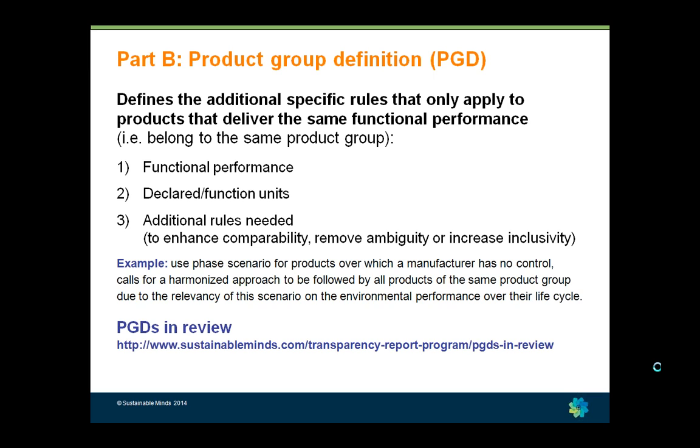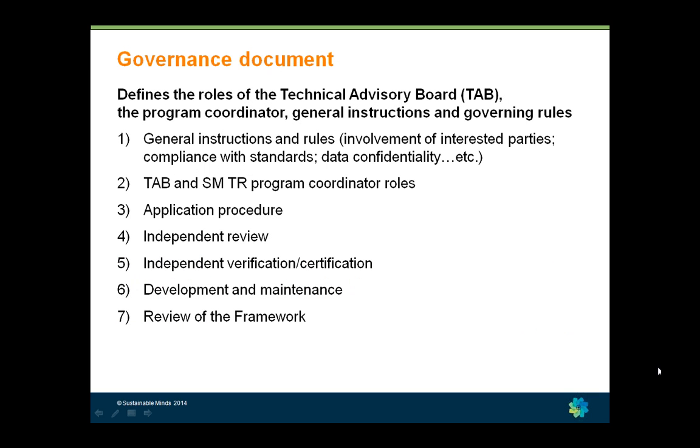So now we have the framework in Part A, which covers all the rules for everybody, and then we have a very slim Part B, which needs to be developed once a manufacturer comes by and says, hey, I want a transparency report. It's not an existing product group, and that needs to be created, and that's all that needs to be created.